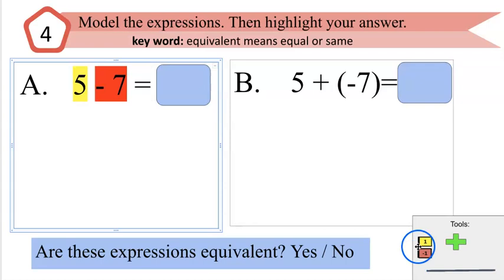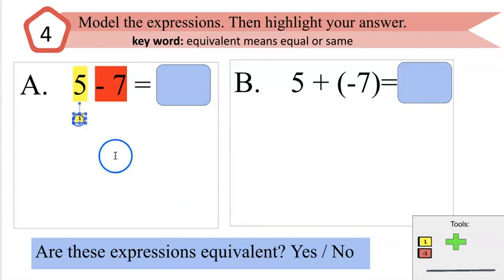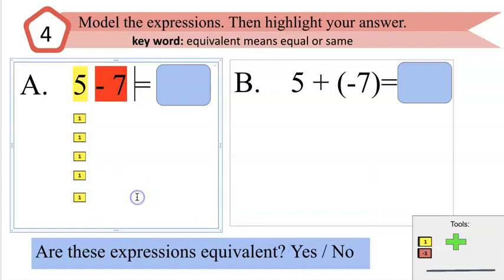Use your tiles. I need 5 yellow ones. So here's 1, and here 2, 3, 4, and 5. Okay. Our next integer is negative 7. So I need 7 red ones.